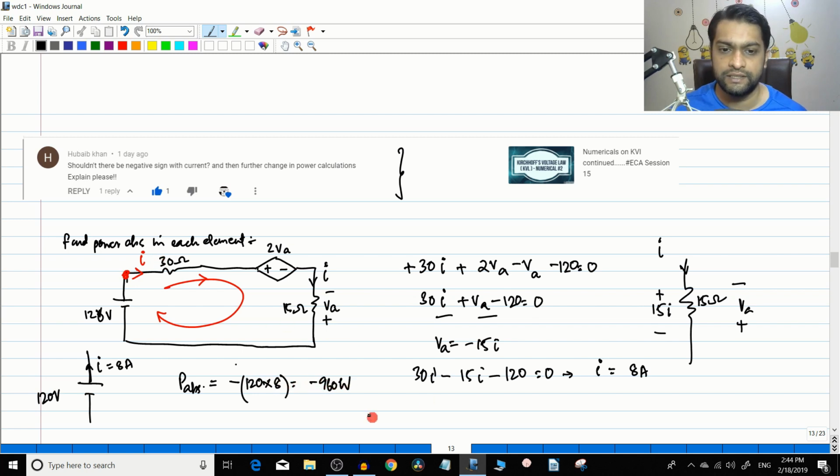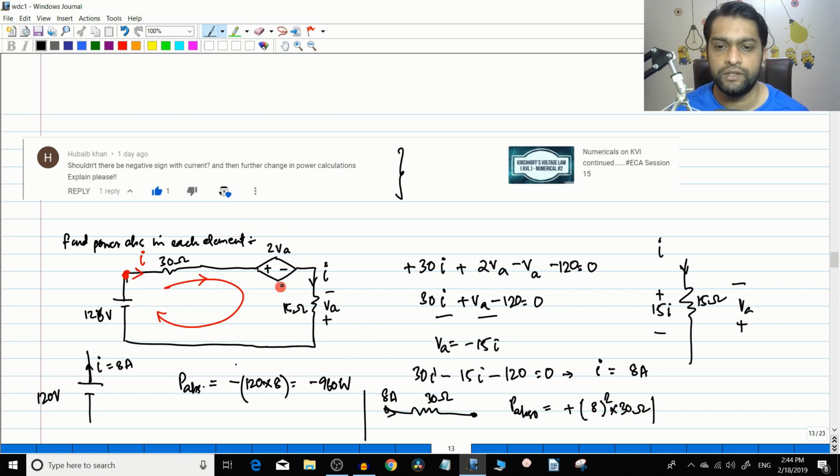For this resistor, if you see, this current is 8 amperes and this is 30 ohms. The power absorbed by a resistor is always positive. So plus I square R, which is 8 square into 30 ohms.